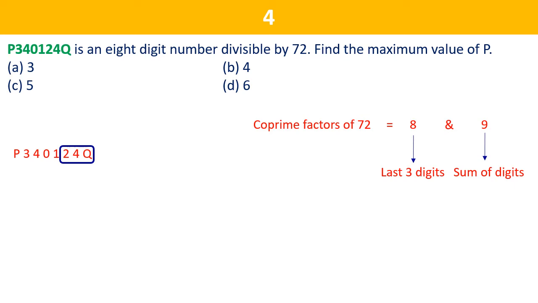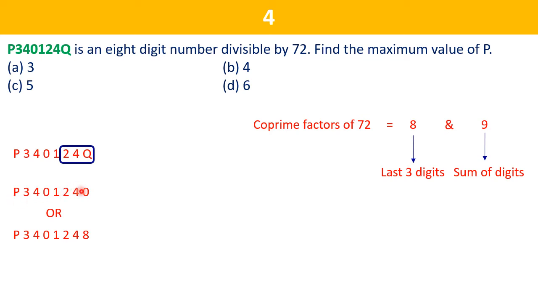To make the number divisible by 8, what should be the possible value of q? The possible value of q can be either 0 or even 8. Because 240 is divisible by 8 as well as 248 is divisible by 8. So two possibilities are coming here. Okay. Now we will check for the number 9. For that we will have to take the sum of the digits.